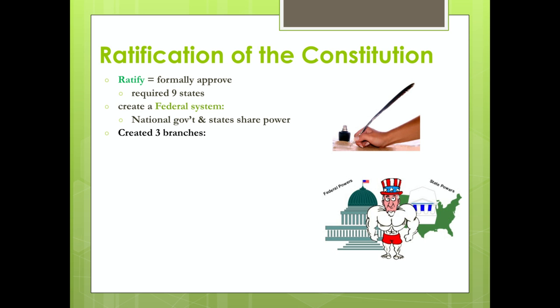The new Constitution would also create 3 branches of government: the executive, legislative, and judicial. The executive being the office of the presidency, the legislative being the Congress, and the judicial being the Supreme Court and all of the federal courts.